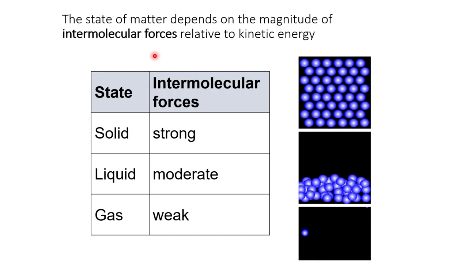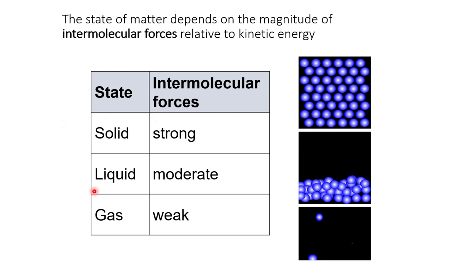So the state of matter depends on the magnitude of the intermolecular forces relative to kinetic energy. And so we have to think about what kinetic energy means as well as the intermolecular forces. So for a solid, the intermolecular forces are really strong and the kinetic energy is really low. So we end up having greater intermolecular forces, slower kinetic energy, and that is what causes a substance to be a solid.